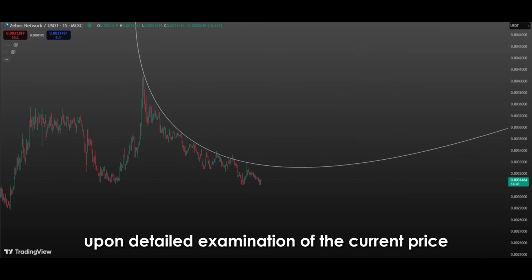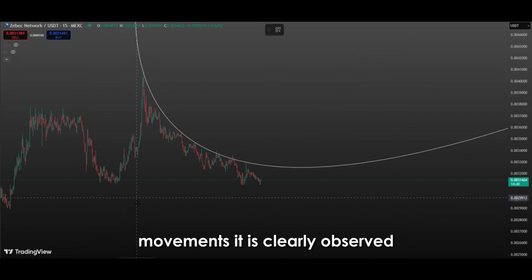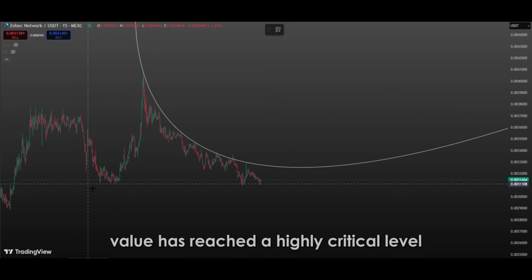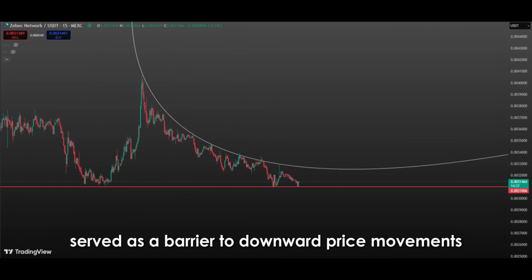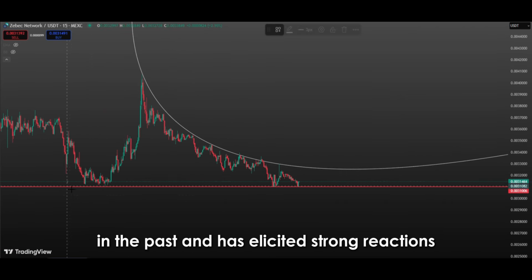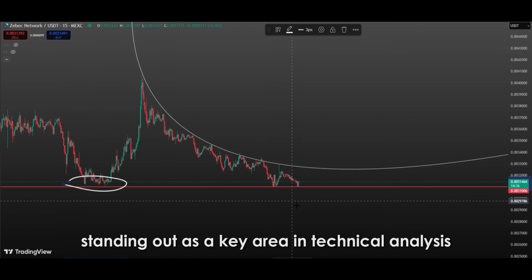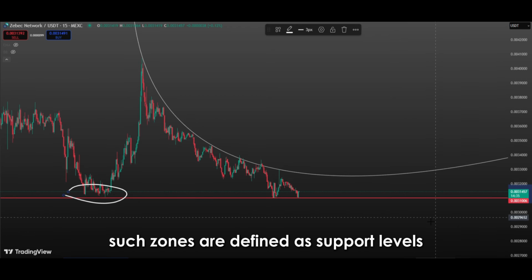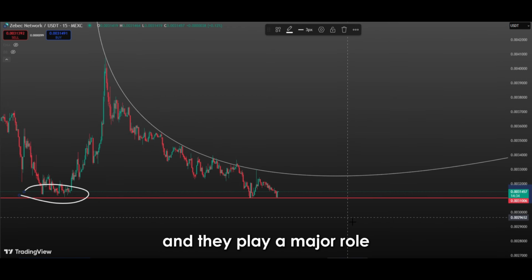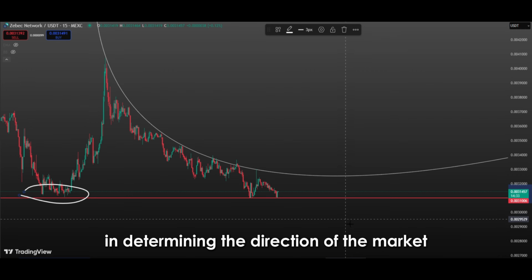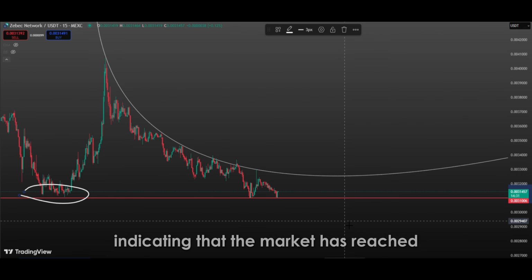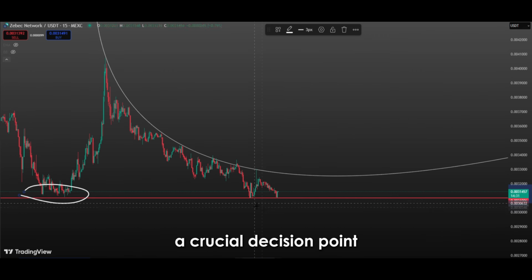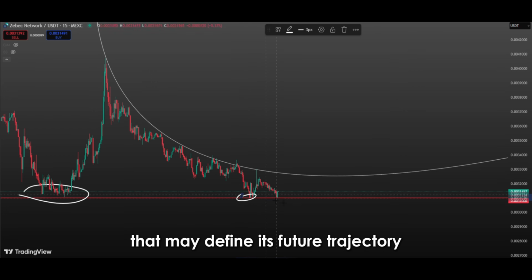Stay tuned. Upon detailed examination of the current price movements, it is clearly observed that the asset value has reached a highly critical level. This level has repeatedly served as a barrier to downward price movements in the past and has elicited strong reactions, standing out as a key area. In technical analysis, such zones are defined as support levels, and they play a major role in determining the direction of the market. At present, the price is trading directly above this support line, indicating that the market has reached a crucial decision point that may define its future trajectory.